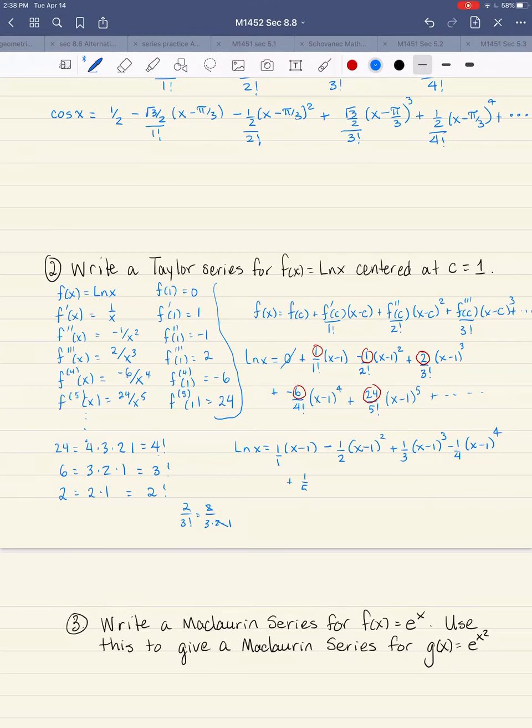Then the next one's going to simplify in the same way. I have 4 factorial divided by 5 factorial, which is just 1/5. And it's going to be an alternating series. The next term would be 1/6 times (x minus 1) to the 6th, plus 1/7 times (x minus 1) to the 7th. Okay, so it looks like something that we can predict. It has a nice pattern to it.